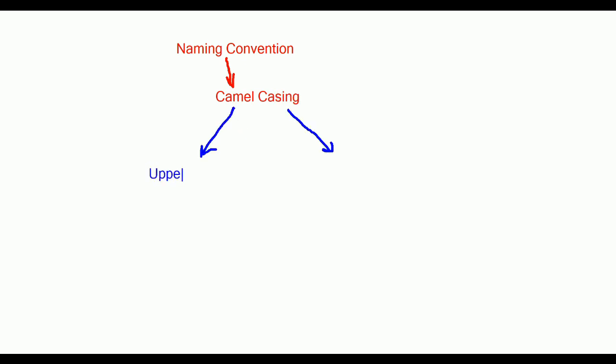So we'll talk about naming convention now. Naming convention in Java: the convention or the rules which you follow in order to name anything in Java. This is done using the concept which is known as camel casing. Camel casing is of two types. First one is upper camel casing and the second one is known as lower camel casing. Upper camel casing is also known as Pascal casing or Pascal case. This is how the naming convention is done.